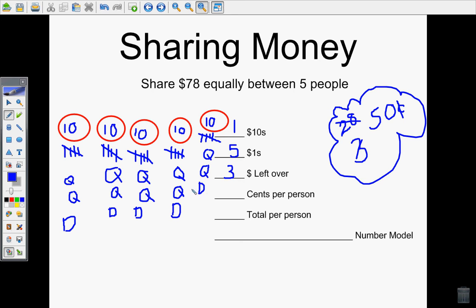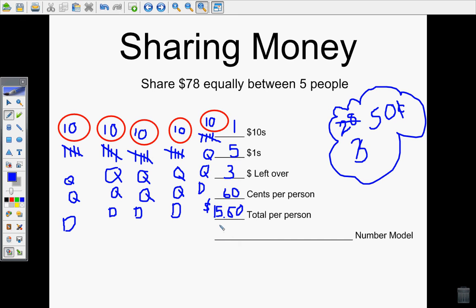Each person ended up with the same amount of money. They all got a $10 bill, they all got 5 ones, they all got 2 quarters, and they all got 1 dime. So the cents per person would be 25, 50, 60 cents per person. Now their total would be how much each person got individually. So that's $10, $15, and 60 cents. That number model, again, was how we ended up with $15.60.